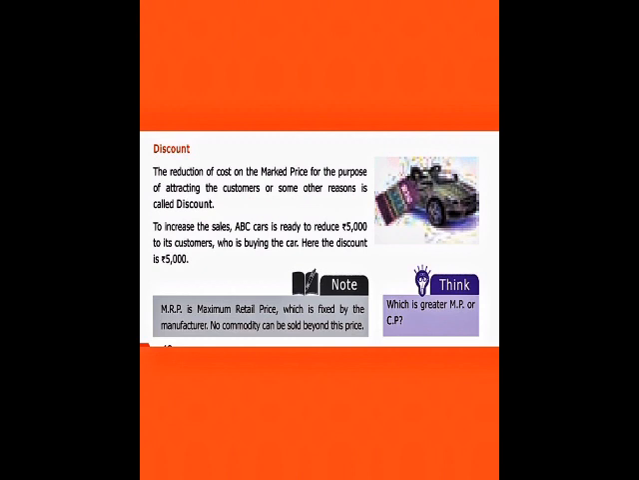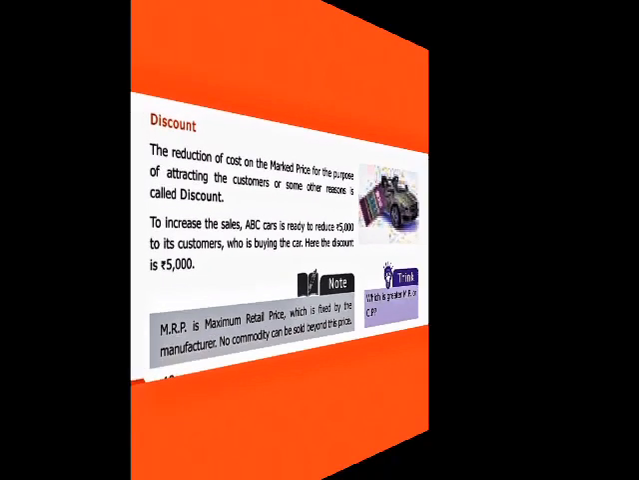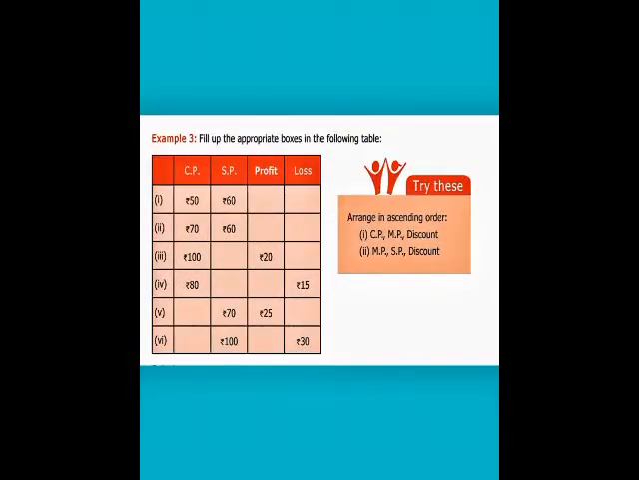Next, we'll see examples with the given profit and loss, marked price, cost price, like that. Okay, first question, example 3. Fill up the appropriate box in the following table. First, cost price is given and SP is given, and we want to find profit or loss. Then in the second question, we have cost price and selling price, and we want to find profit or loss. In the third one, we have a cost price and a profit, and we want to find the selling price. If it is a loss, there also we want to find the selling price.